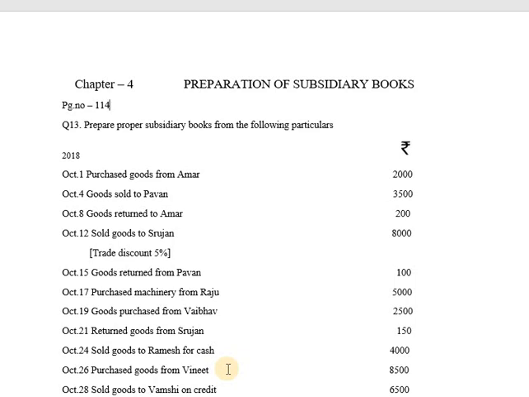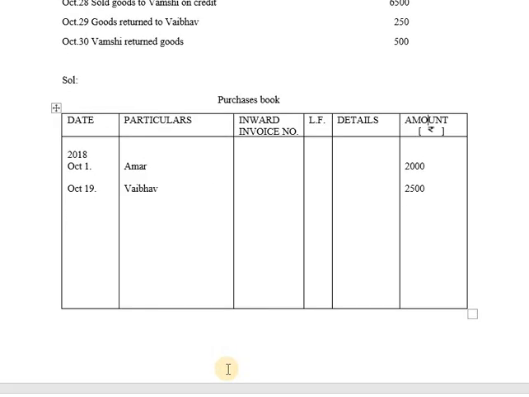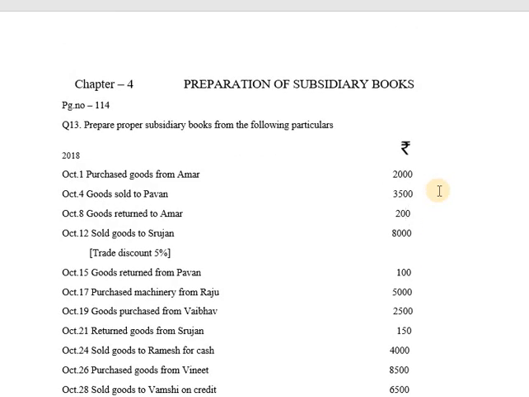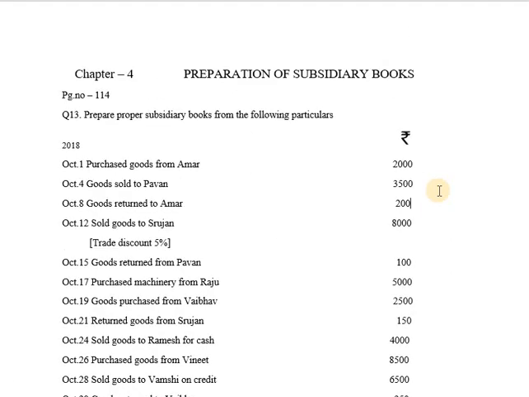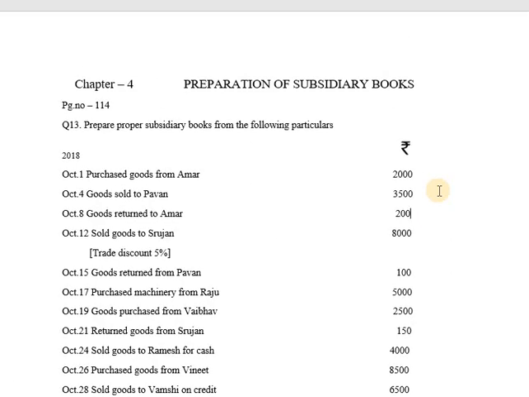So it is a transaction of purchases, so this transaction will be recorded in purchases book. The date will be taken as October 26. October 26 you have purchased goods from Vineet, so the name of Vineet will be recorded in particulars. You have purchased goods for rupees 8,500, so here the amount will be taken as 8,500.